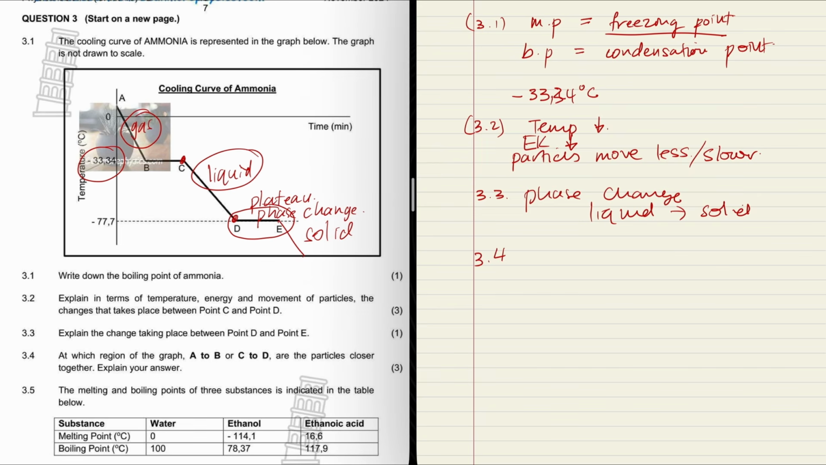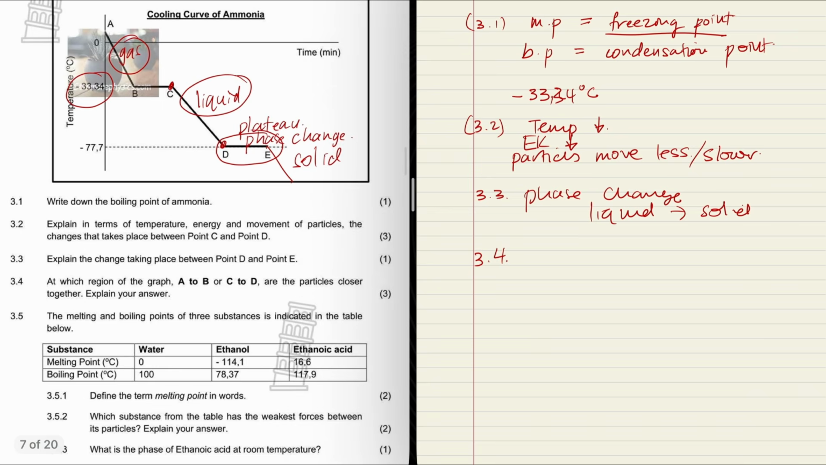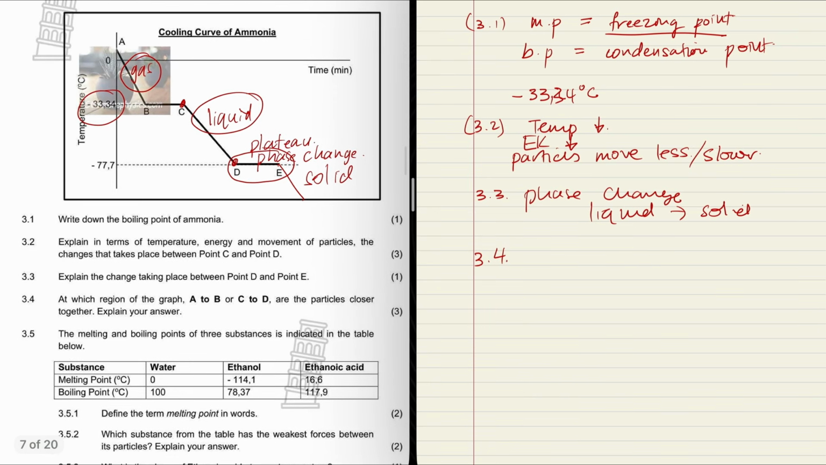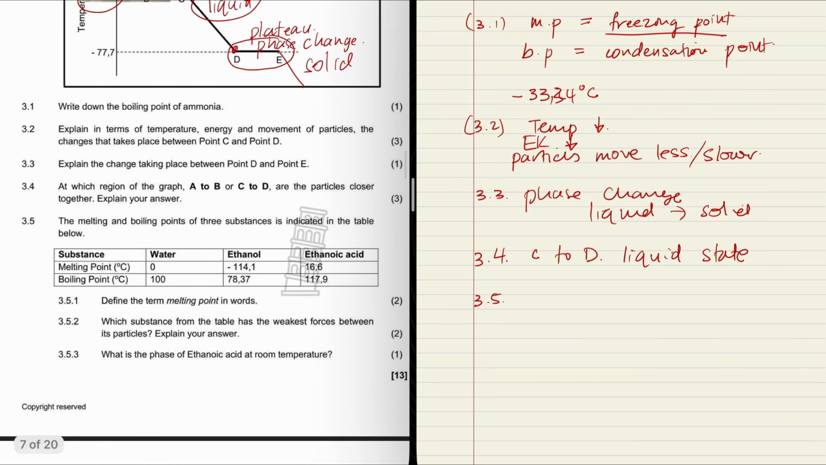Now question 3.4. At which region of the graph, A to B or C to D, are particles closer together? So the answer is going to be C to D, quite clearly, because from C to D they are in a liquid state. But from A to B, they're in a gas state, and we know that particles in a gas are quite far apart.